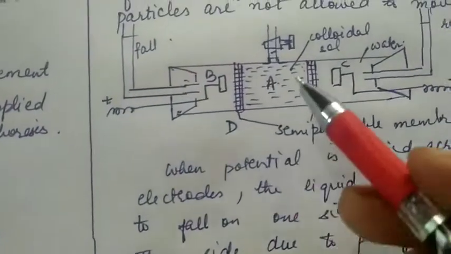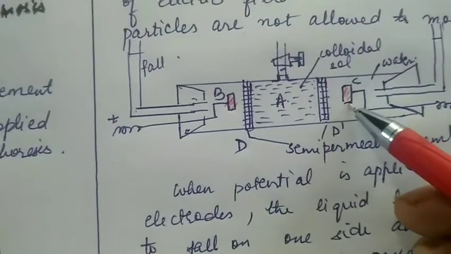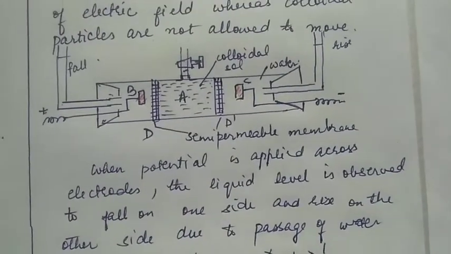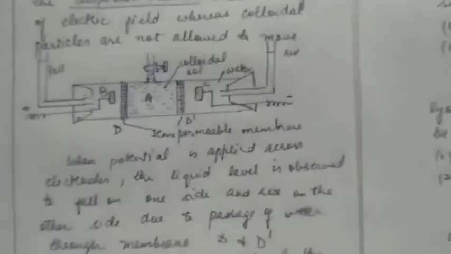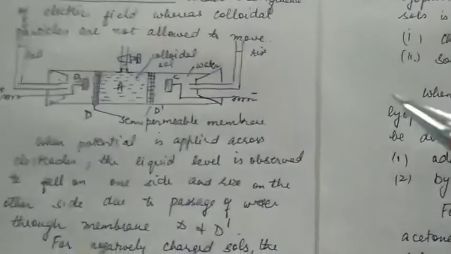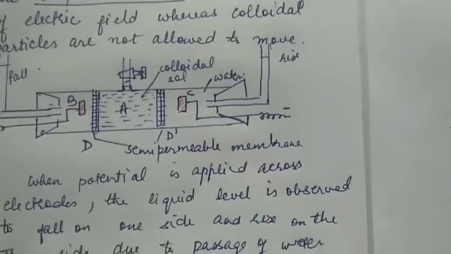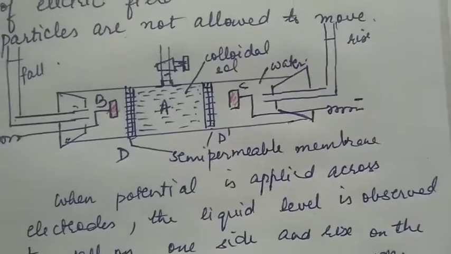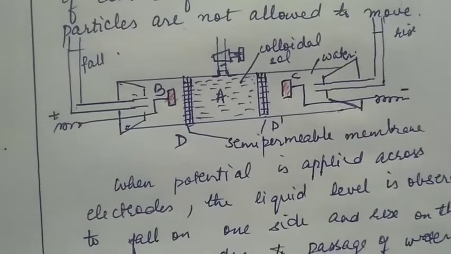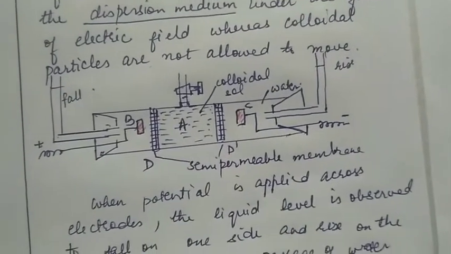so colloidal particles cannot move through these membranes. And we have electrodes which are put in the chambers B and C, which are otherwise filled with water. On applying potential across the electrodes, the level is observed to fall on one side and rise on the other side. So water level falls on this side and rises on the other side because the sol particles are negatively charged and the medium is positively charged. So water molecules will move towards the oppositely charged negative electrode.